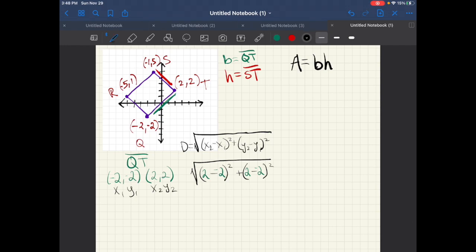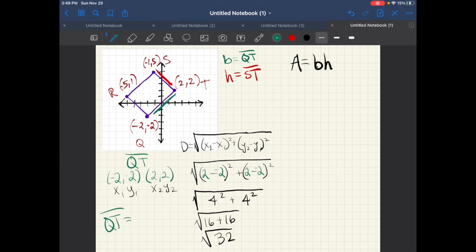So 2, remember, minus a negative is the same as plus a positive. So 2 plus 2 is 4. And again, we got the same thing, 2 minus -2, so that's going to be 4. So that means 4 to the second power is 16, plus 16 is 32, square root is approximately 5.65. That would be our length of QT.